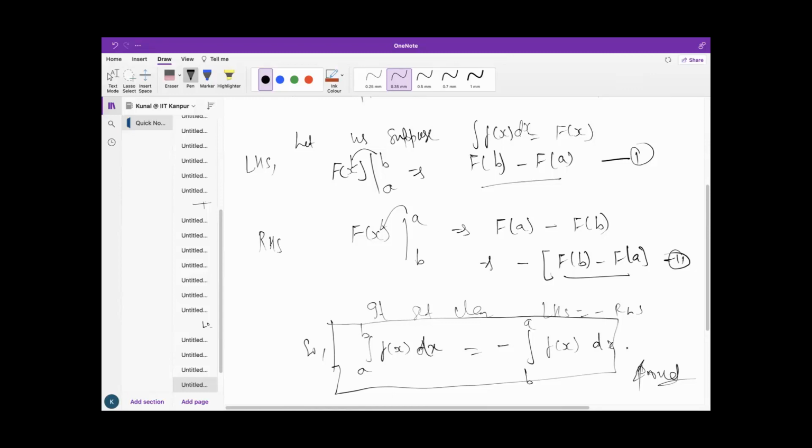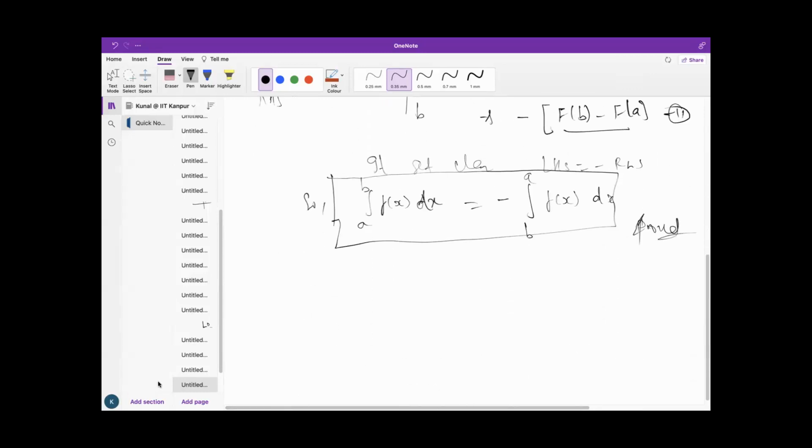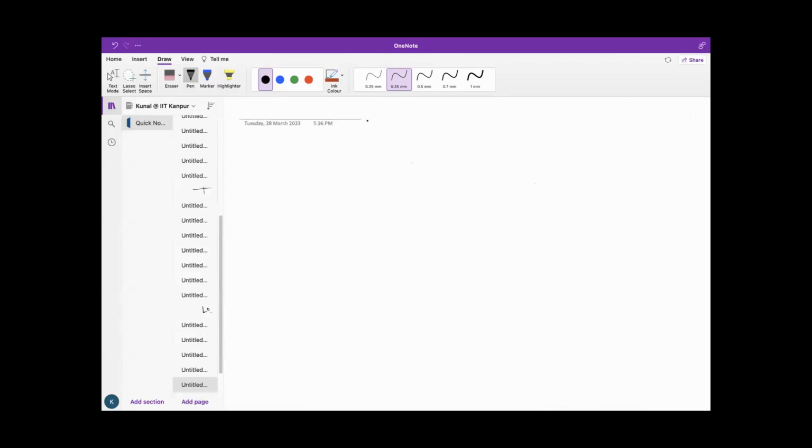Okay, so this is actually how the first property is proved true. Now let's move on to something new. Let us suppose a graph of a function.